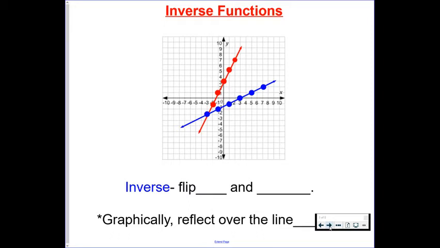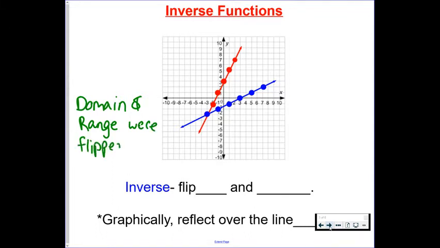Something that I wanted you to notice on your bell work, and hopefully you saw, is that the domain, the set of x values, and the range, the set of y values, were flipped or inverted on both functions. So on the first function, the red one, the domain became the range on the second function, and the range on the first function became the domain on the second function. So they were just inverted.